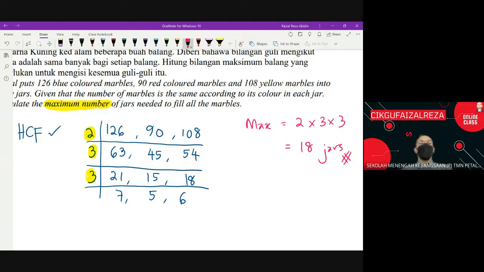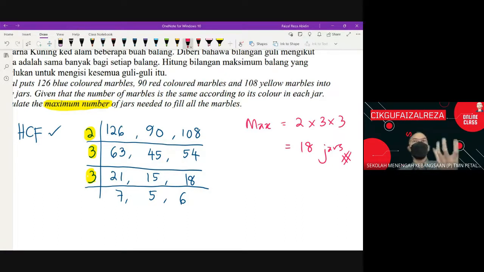So if I want to ask you a question, how many jars should... for yellow marbles, for each jar how many marbles are going to go in? For one jar, yellow marbles are going to be 6. So 6 marbles going into our 18 jars. So 18 times 6, you are going to get 108.